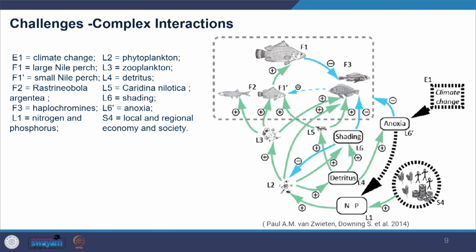In the figure, you can see how the interaction is happening. You can look at the green arrows, which represent growth process, and the blue arrows represent mortality process. The thick dotted lines and arrows represent the complex system interaction which is happening here. This is just one example of how the interaction is happening.